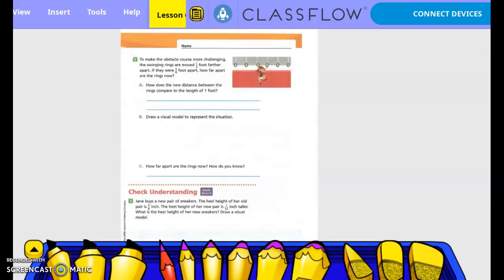To make the obstacle course more challenging, the swinging rings are moved 1/2 foot farther apart. They were 5/8 foot apart. How far apart are the rings now? So they went 1/2 foot farther, right? And they were 5/8 foot apart. And then they want to know how far they are apart now. How does the new distance between the rings compare to the length of 1 foot? So do you guys think they're going to be more than a foot or shorter than a foot? Okay, so let's find out.